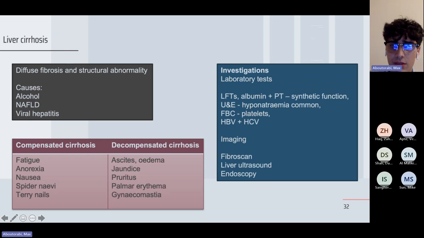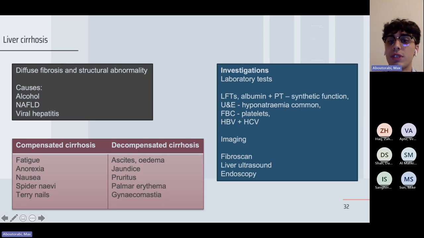So some investigations, you'd obviously want to do your LFTs. And the thing about LFTs is, if you see a raised AST and ALT, they're not necessarily markers for the severity of a condition or the liver function. What you'd also want to ask for is your albumin and your prothrombin time, because these two things are more markers for how much liver function is actually remaining. They're not necessarily markers for disease, they're markers for how well the liver is still functioning and how severe the condition is.